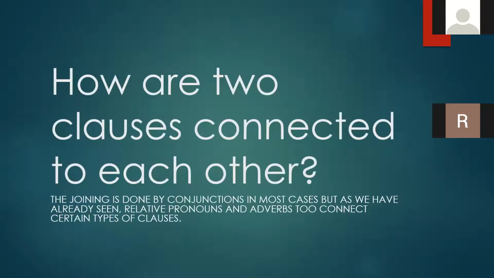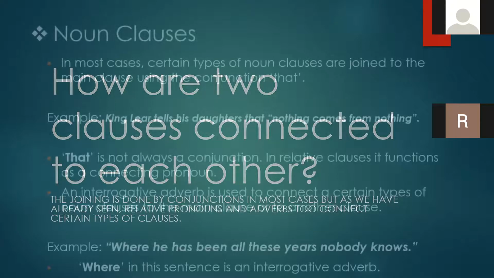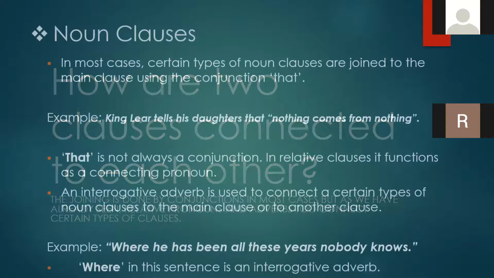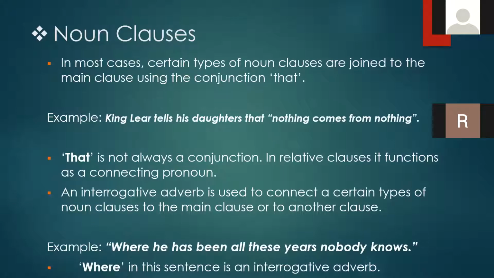Okay, thank you, Ria. So the next topic that we are going to discuss is how two clauses are connected to each other. In clauses, we are mainly focusing on noun clauses. In most cases, two noun clauses are connected to each other using the conjunction that. For example, King Lear tells his daughters that nothing comes from nothing. In this statement, the noun clause King Lear tells his daughters is connected to the other noun clause, nothing comes from nothing, using the conjunction that.